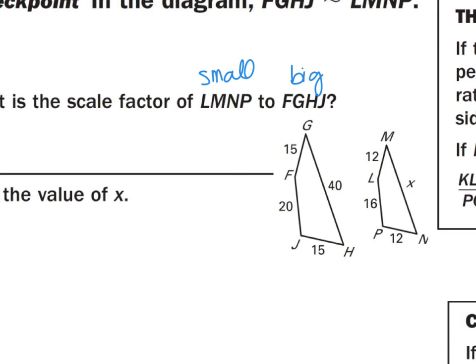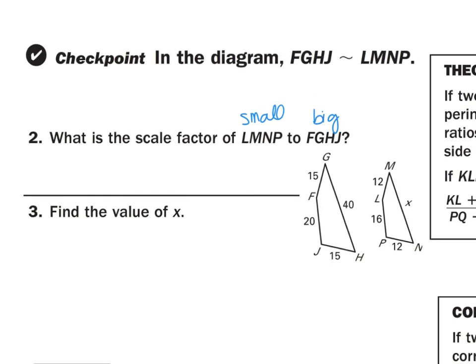Yes and no. There's only one side that you absolutely cannot pick to use for the scale factor, which is the 40 and the x. And the reason is we don't know what x is yet. I bet they're going to have us find it. Actually, I know they are. So you could use 12 and 15, or 16 and 20. It doesn't matter. And they want it small to big. That order matters. So I'm going to use the 12 to 15.